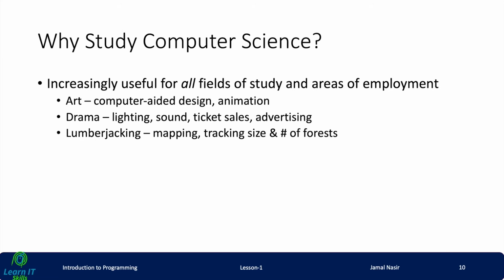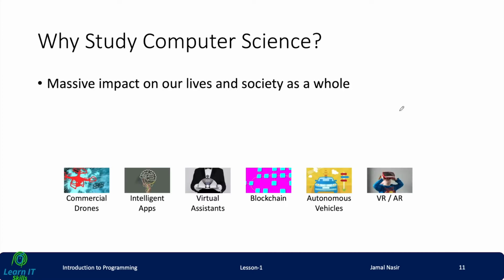Why study computer science? Nowadays, in all fields of studies and all areas of employment, people are using computers. They are using computer science applications, whether related to art, drama, or other things like ticket sales or lumberjacking. Everywhere you can see different applications of computer science, in biology, in chemistry, in physics. So computer science is everywhere. Computer science has massive impact on our lives and society as a whole.